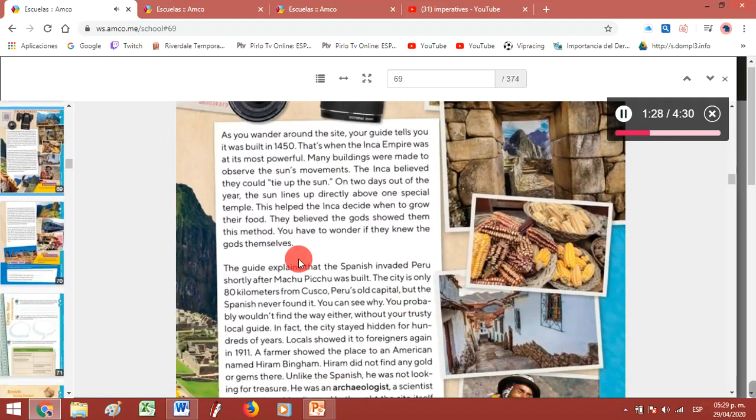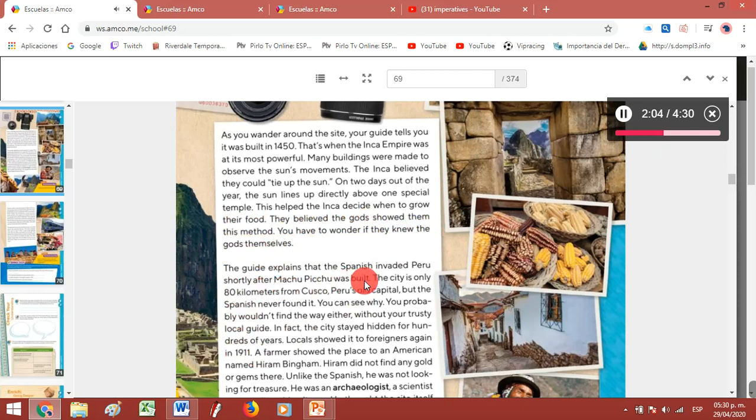As you wander around the site, your guide tells you it was built in 1450. That's when the Inca Empire was at its most powerful. Many buildings were made to observe the sun's movements. The Inca believed they could tie up the sun. On 2 days out of the year, the sun lines up directly above one special temple. This helped the Inca decide when to grow their food. They believed the gods showed them this method. You have to wonder if they knew the gods themselves.